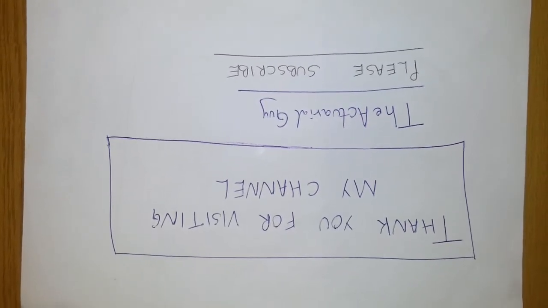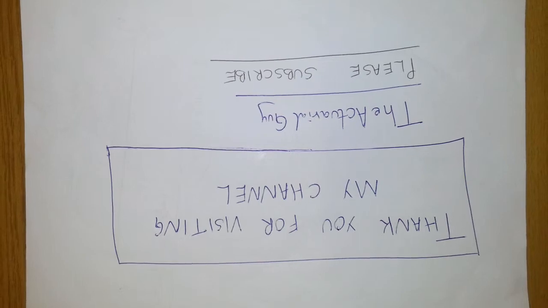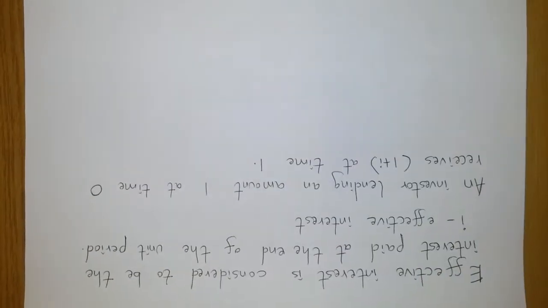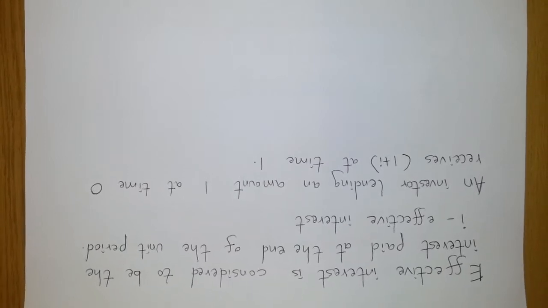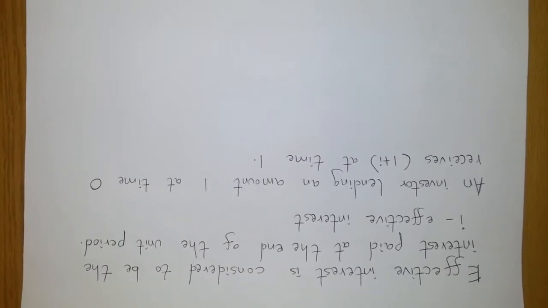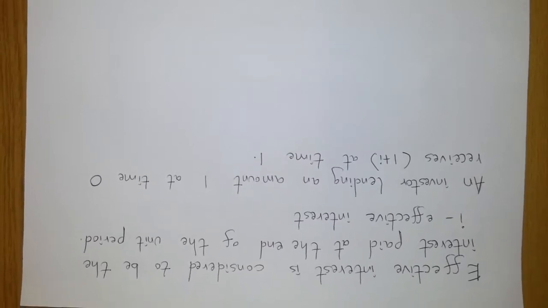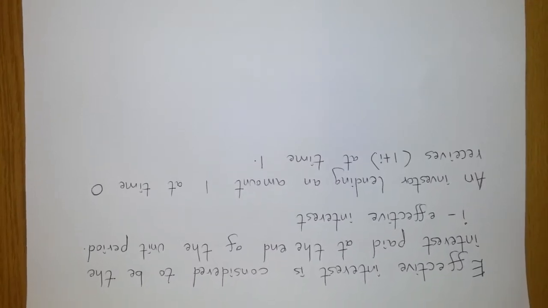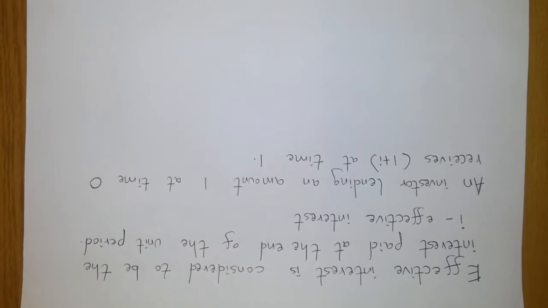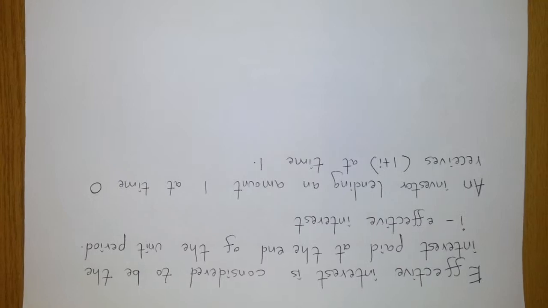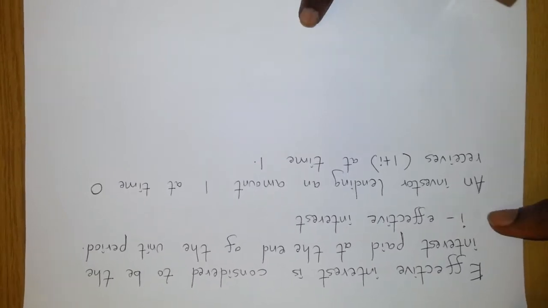We'll now look at the third part of Unit 3, which deals with interest rates. Effective interest, as we have already seen, is considered to be the interest paid at the end of the unit period. For example, an investor lending an amount 1 at time 0 receives 1 plus i at time 1, where i is the effective interest.